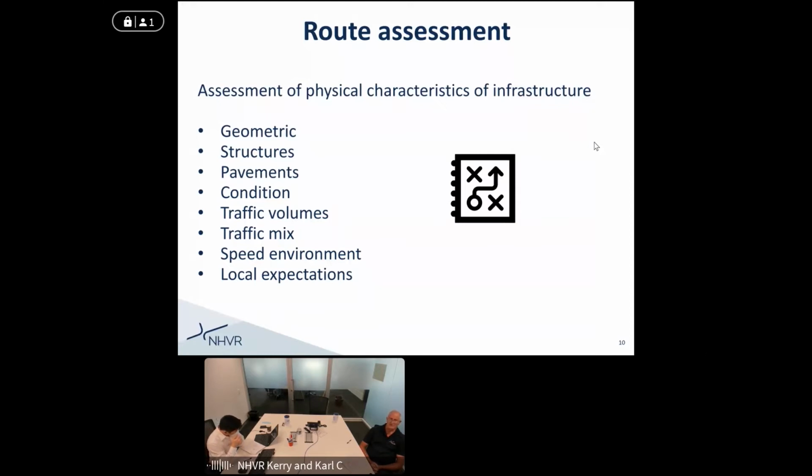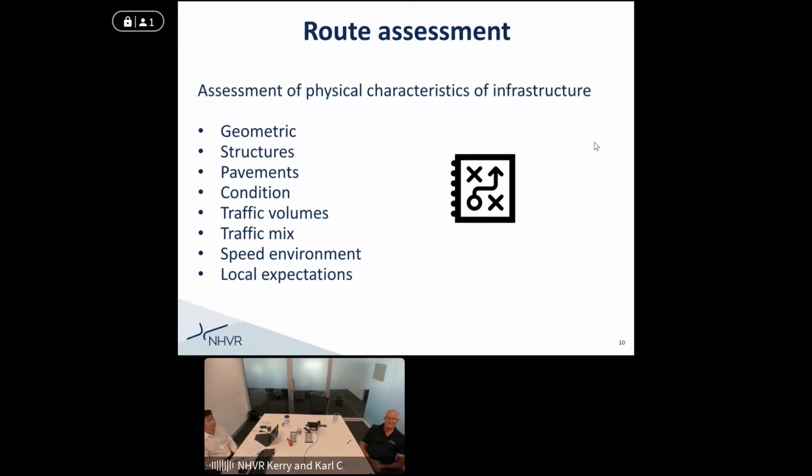Then we can look at the condition of the structures and pavements. Is it wear? Are we concerned about pavement wear? Are we concerned about damage that already exists? Are repairs needed? Does it need reconstruction? Is it up to date? Are the inspections up to date on that thing? So we're looking at those sort of things.